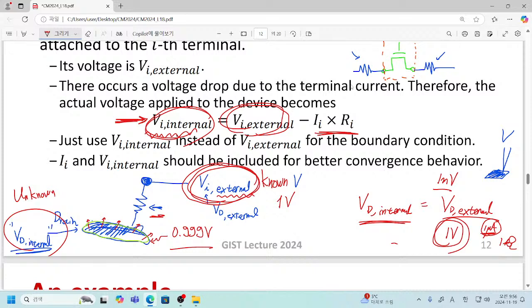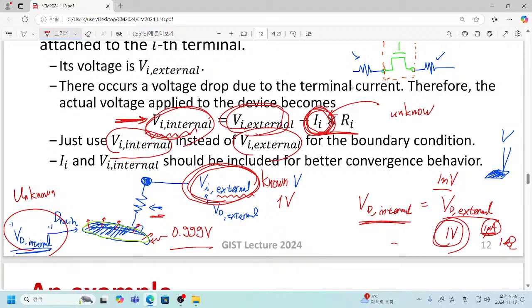So simply speaking, yes, please use this internal one instead of this external one. Yes, it is not that difficult. Well, then what is the modification? Point is, now you need current as another unknown variable. So this makes a really big difference. Please think about your previous implementation. Did you include your terminal voltage or terminal current as unknown variables or not?